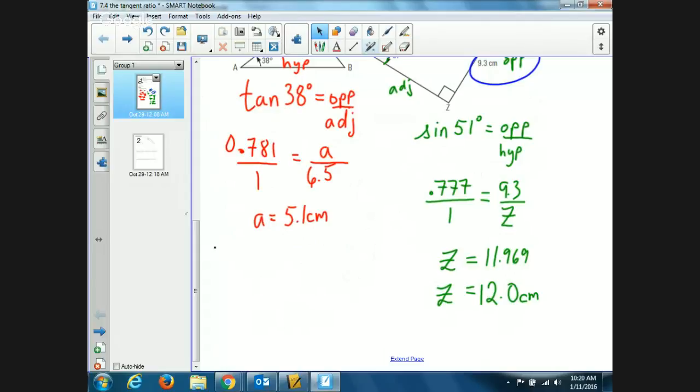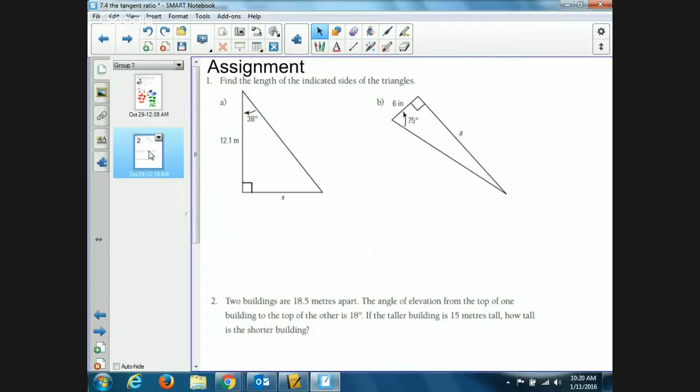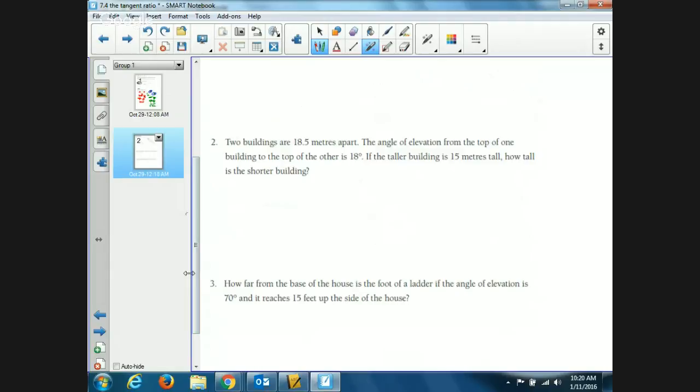You're going to have to just carefully look at some of these. On this assignment, you're going to go through and see, is this opposite, adjacent, or hypotenuse? What is this side, even though it's not used? Likewise here, label opposite, adjacent, or hypotenuse on all of these, and then decide which ratio you want to use.